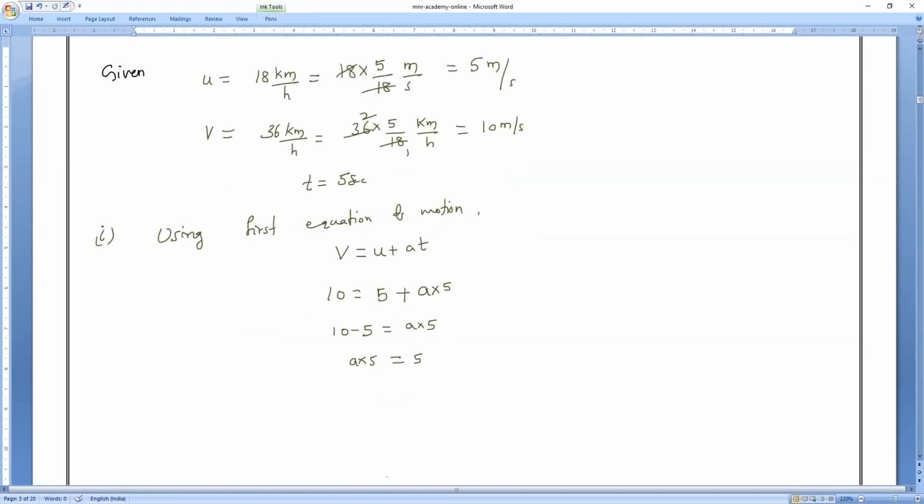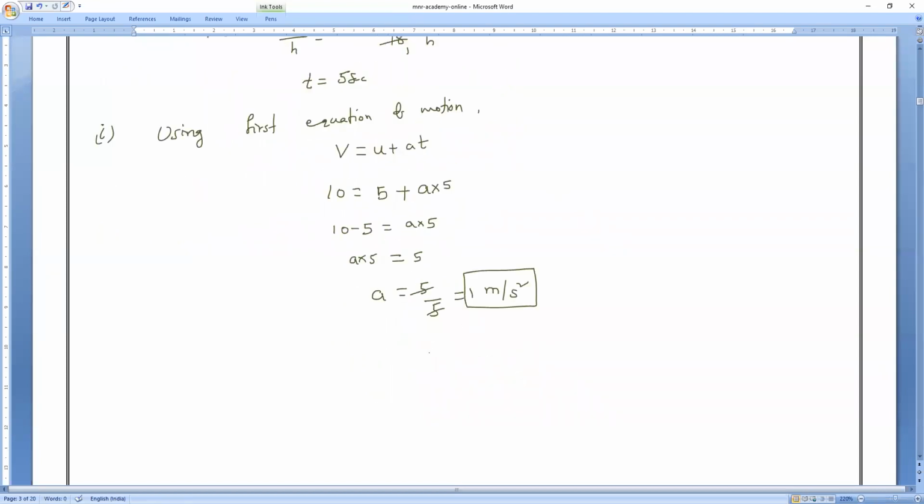Now the into 5 will come to this side. What will it become, everybody? Division. 5 by 5, so 5 ones are 5, which is 1 meter per second square. That is the acceleration. Okay, so that is the first one. Everybody solve it. Clear? That is the acceleration.